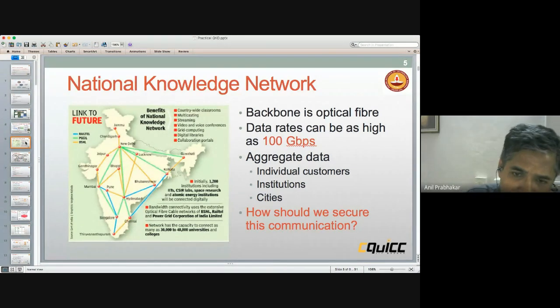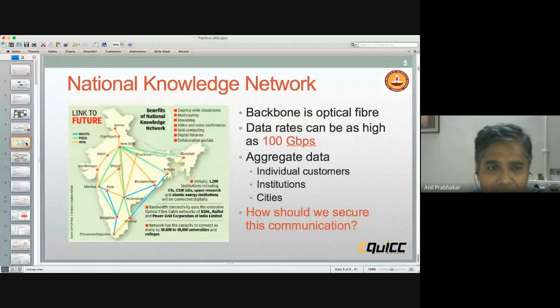Right? Now this is the backbone, and it aggregates traffic. Data rates can be as high as 100 gigabits per second. Right? I want you to remember this number, 100 gigabits per second. It's actually low because today's demonstrations are now at terabits per second and 10 terabits per second. So 100 gigabits per second is already becoming outdated, but I want you to remember this, that the data rates can be as high as 100 gigabits per second.